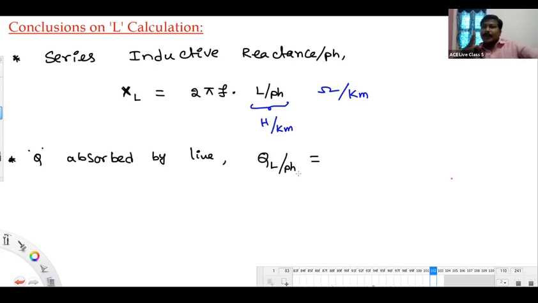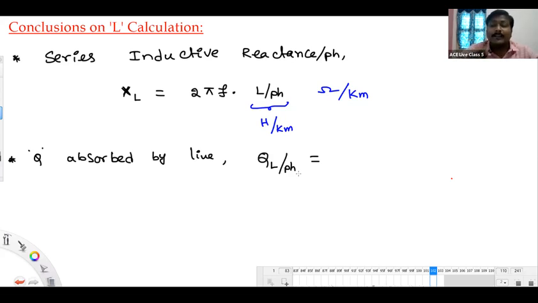Two formulae I'll tell you. Just listen to my words, please. First one, I square into XL. Second one, V square by XL. Both are correct. But you should say I is the current flowing in the inductor.